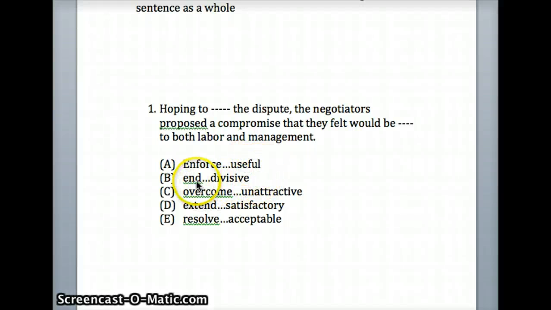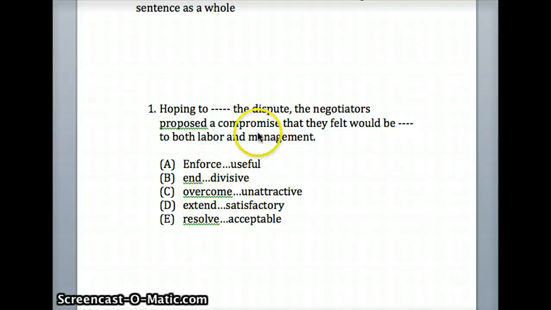End is a perfect word, so that might be. Overcome, that would fit with my choice of end. Extend, that's not going to work because they don't want to extend the dispute if they want to end it. So I'm going to cross that out on my test and eliminate it as an option. Resolve would also work. So I've eliminated two choices. I've eliminated A and I've eliminated D.